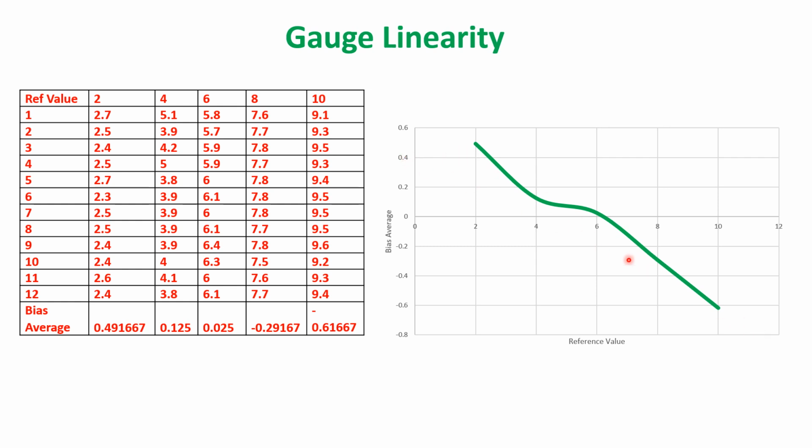Now the question is whether linearity is okay or not. Again, what is linearity? It is the bias at different ranges of the instrument. So the question is, by getting such an inclined graph, whether linearity is okay or not okay. That we have to see by calculating all these things.